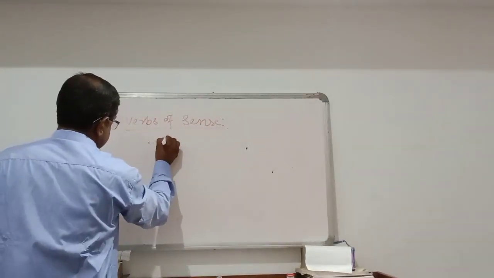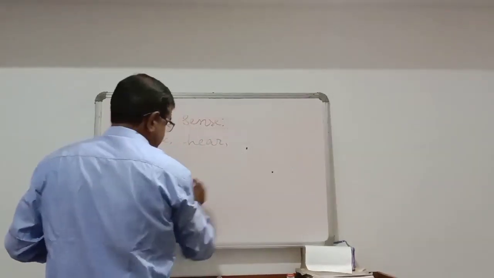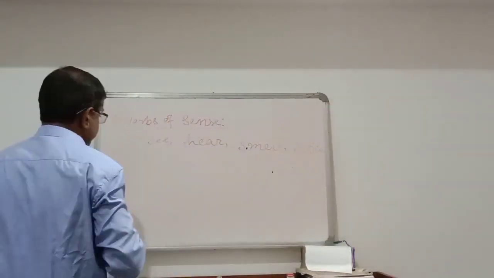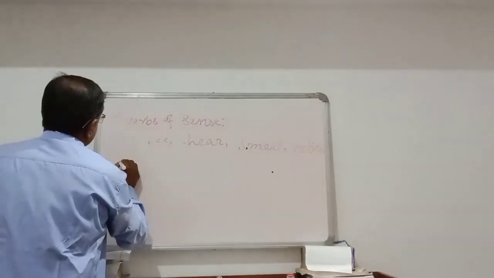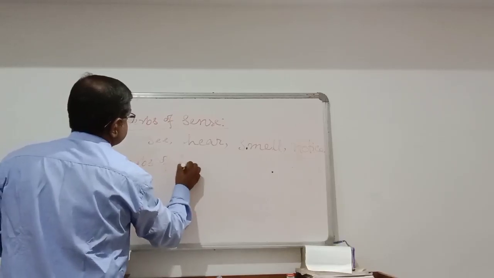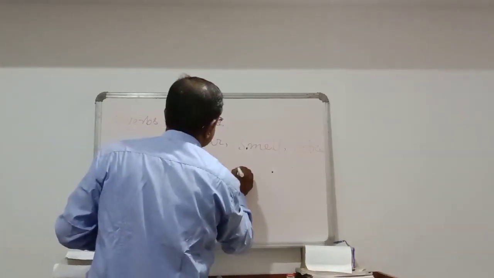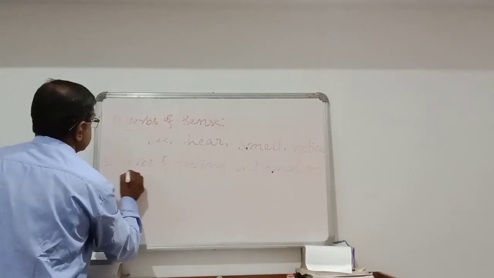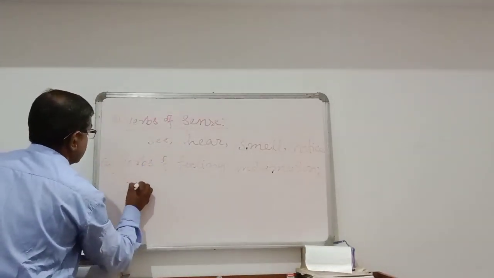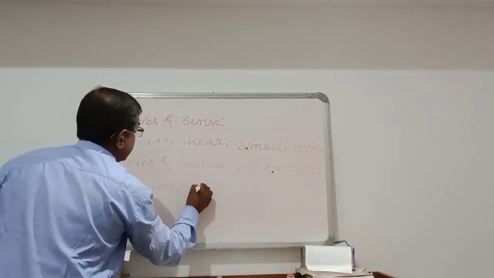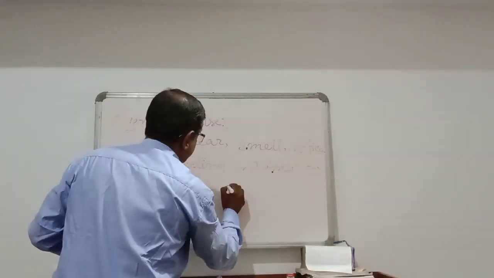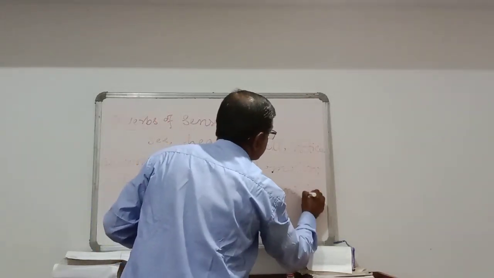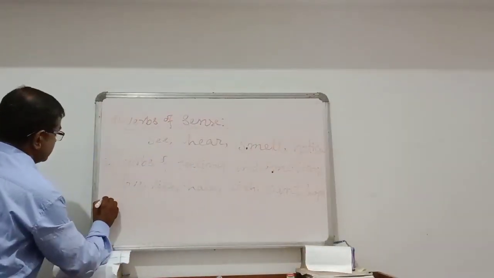Verbs of sense, such as see, hear, smell, notice, etc. And number 2, verbs of feeling and emotion, such as love, like, hate, wish, want, hope, etc.